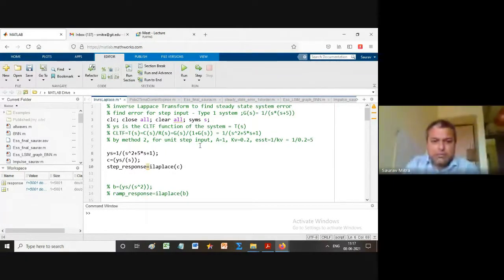So this unit step input, we will make it now a unit ramp. So type 1 system and ramp input. This is the most wonderful output. So A is equal to 1, Kv is equal to 0.2. How did we get Kv is equal to 0.2?